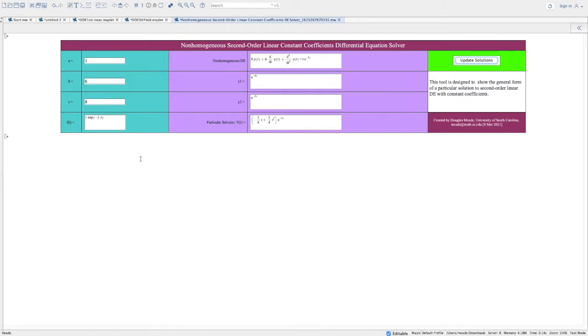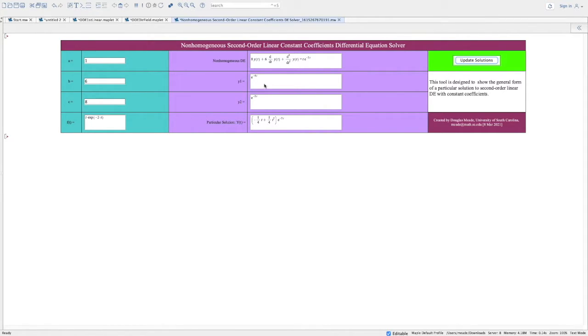So here is our first example. We see this colorful grid here with a number of different things, and I see in the left-hand column I have my parameters for the differential equation, the coefficients a, b, c, and then the right-hand side f of t. The differential equation is displayed here in the top row in the middle. Below that, I see the fundamental set of solutions, y1 and y2 for the homogeneous problem. And then the last row here is a particular solution.